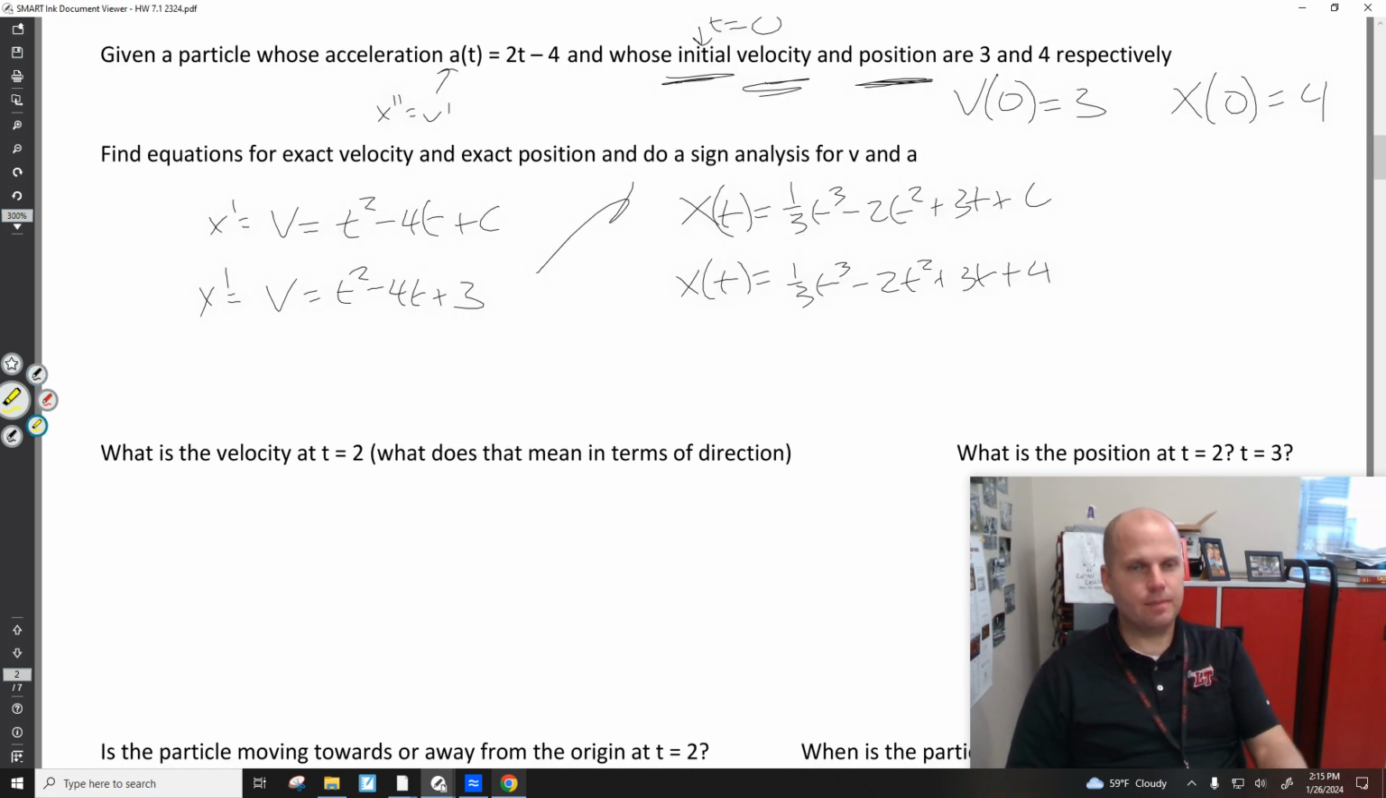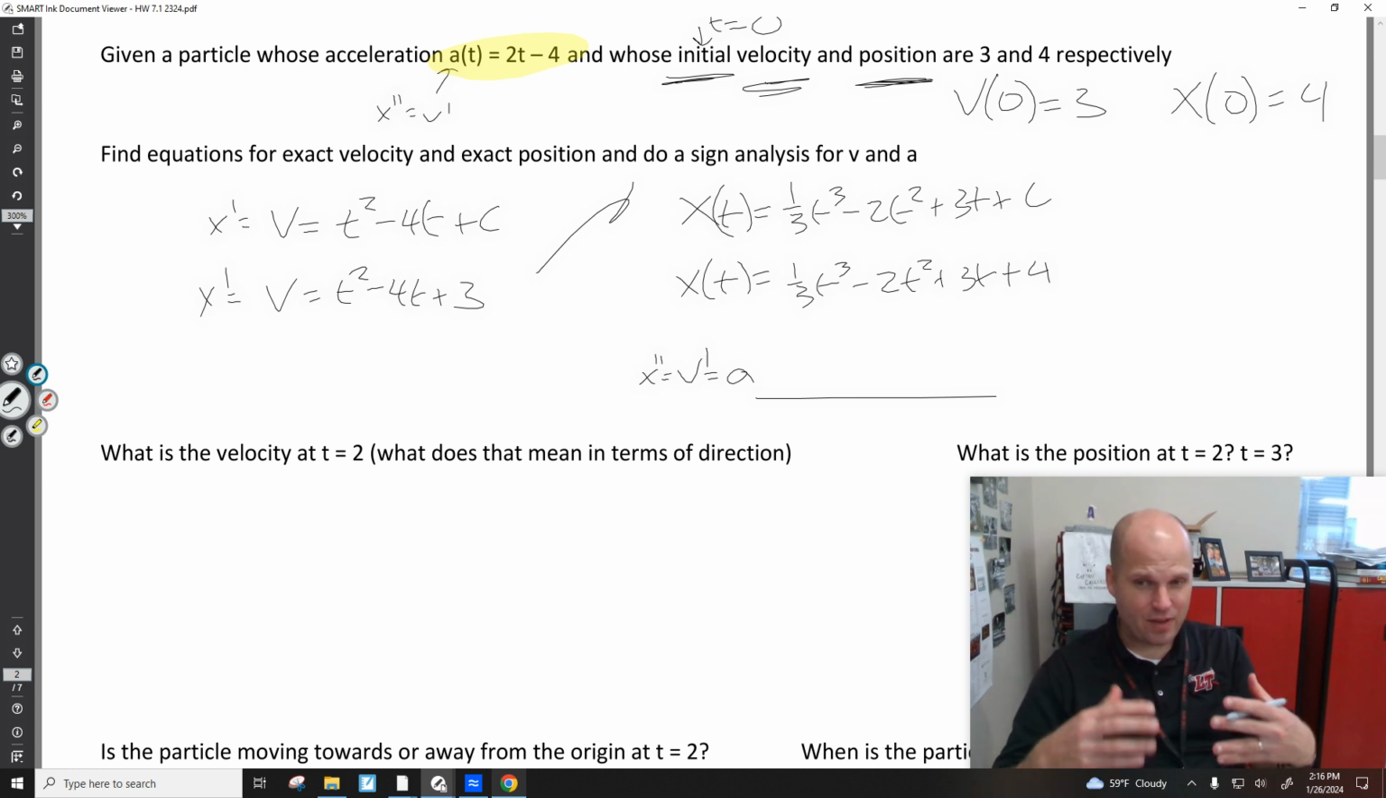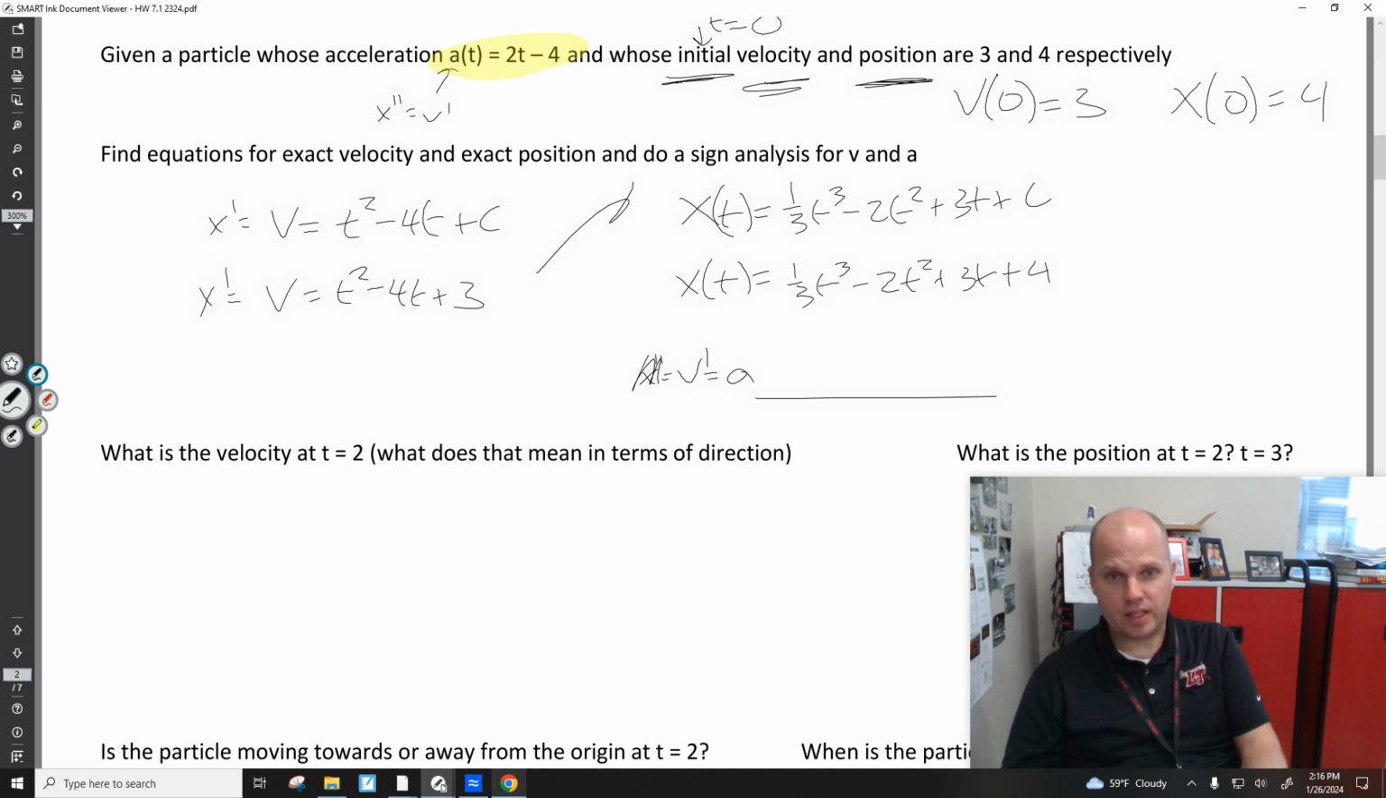All right, well, I already have A. So let's do our sign analysis for A and understand what it means. A is the derivative of V. It's the second derivative of X. It tells me about the concavity of X, which I actually don't care about, but more importantly it tells me how quickly V is changing. I set that equal to 0. Remember, solve. You got to do it. Don't just copy this down because I put it down. 2t minus 4 equals 0 when t equals 2. Plug in test points. I get negatives, then positives if I plug in something greater than 2. That means velocity is decreasing, then increasing.